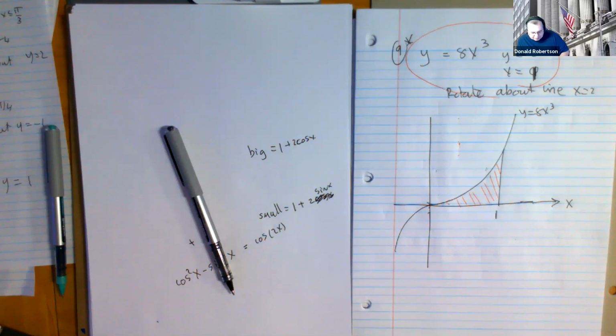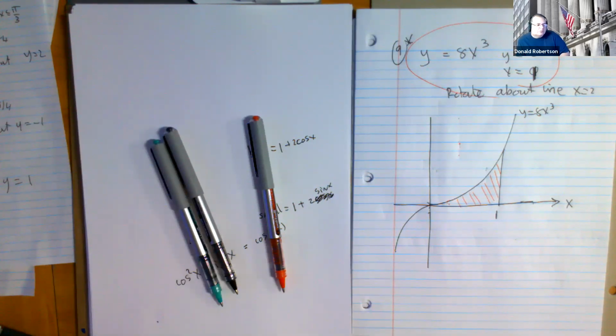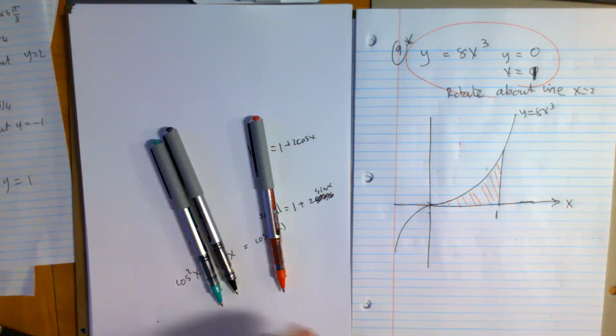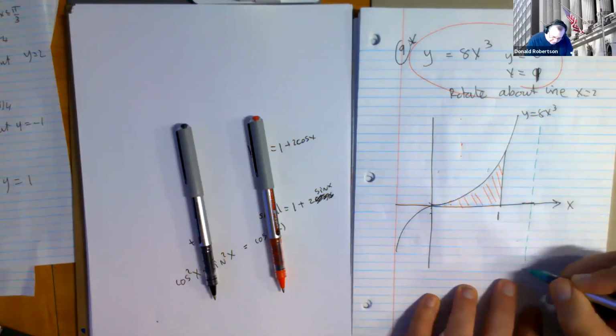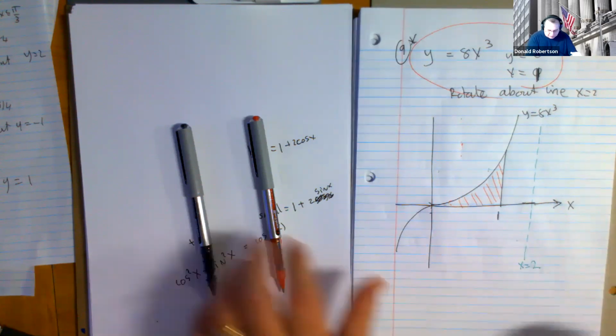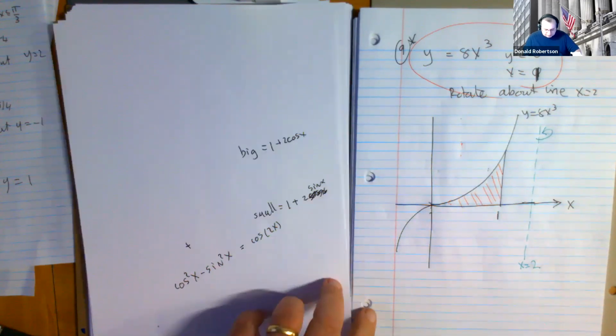Now, rotating about the line x equals 2, where is the line x equals 2 going to be in this picture? To the right of x equals 1. Yeah, so it's going to be about here somewhere. In fact, isn't this the one and only question where we get to rotate something parallel to the y-axis?